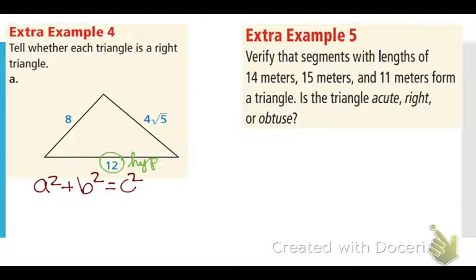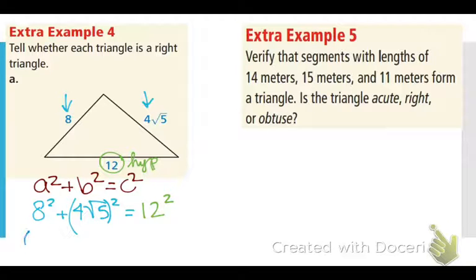Here we go. It is going to be 12. It is going to be the longest side. So we're going to plug in the 2 legs. So we're going to plug in 8 squared. When we plug in 4 square root of 5 squared, what did I tell you? You need to make sure you do parentheses. And then it equals 12 squared. It does not equal 20.